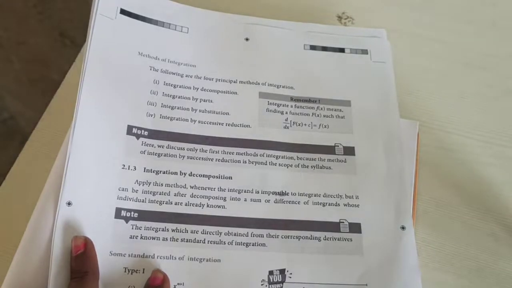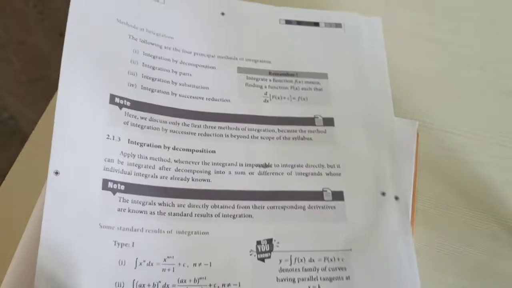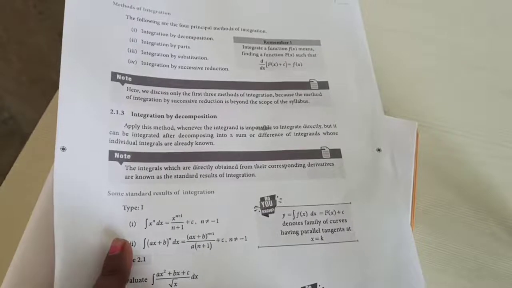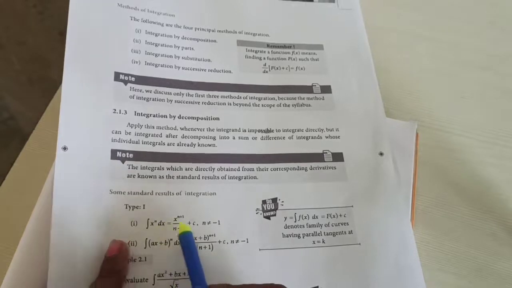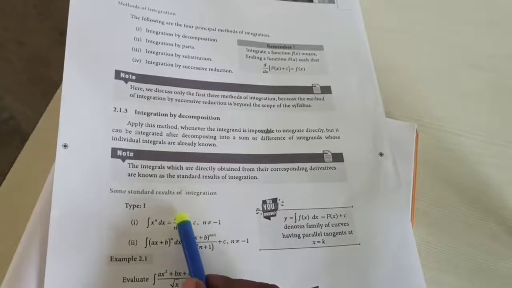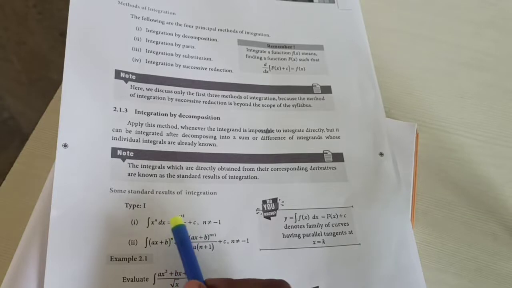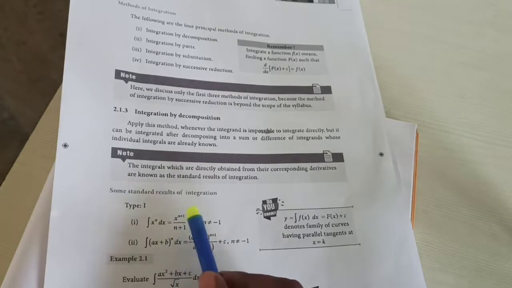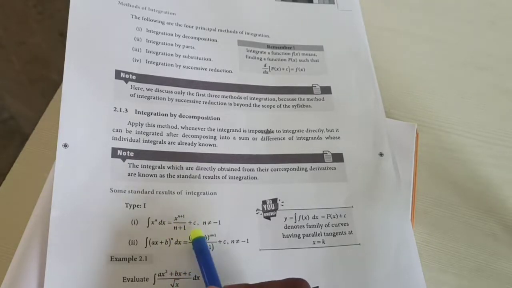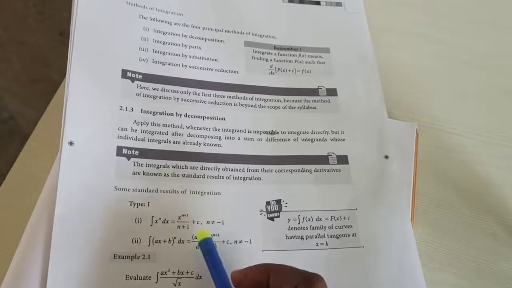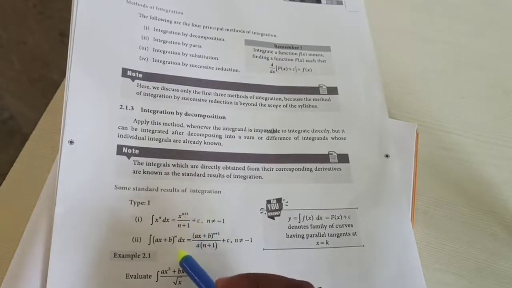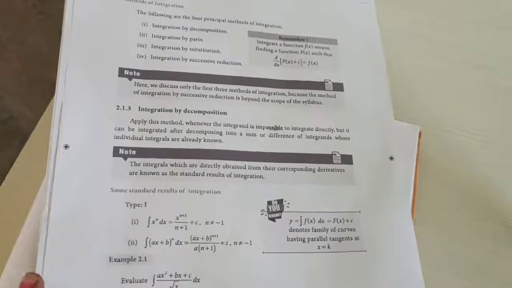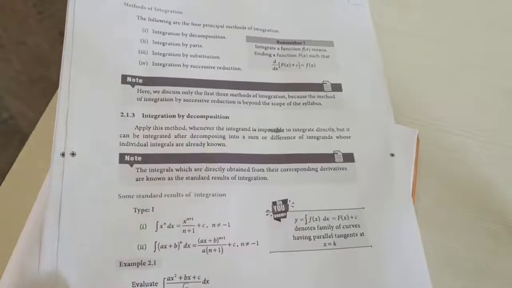So please students, first learn all the formulas. Understand? So, some standard results of integration. This is a standard result we have learned in the last year. That is, integral of x power n dx is equal to x power n plus 1 divided by n plus 1 plus c, n is not equal to minus 1. Take it to your note. If n value is not equal to minus 1, we can apply this formula. So this result we have learned in the last year.